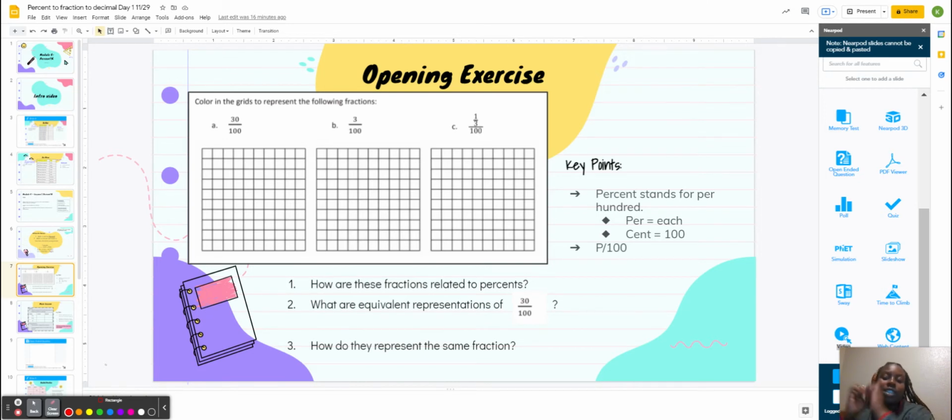So of course, let's break down the word. Per, of course, is each, and cent is out of 100, because think about a penny. We literally have 100. Think about a dollar. You have 100 pennies in $1. So cent. So here we're going to look at different fractions to understand how fractions are related to percent. So here we have the fractions 30 out of 100, 3 out of 100, and 1/3 out of 100.